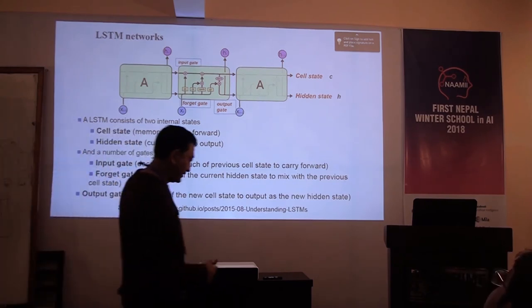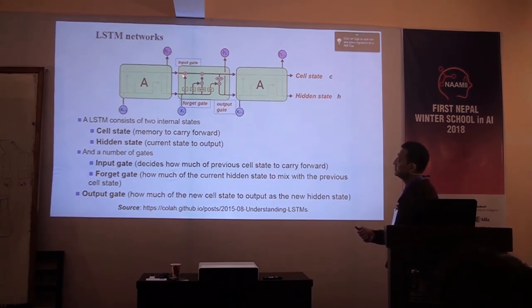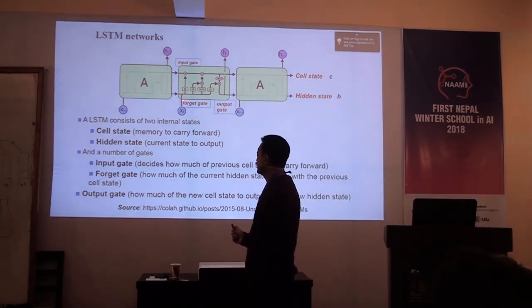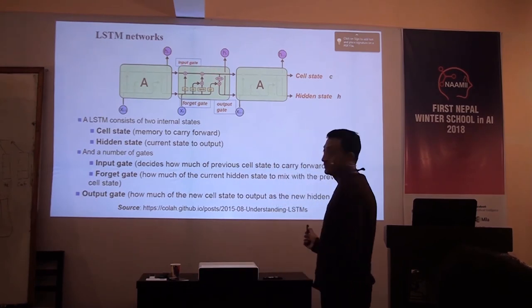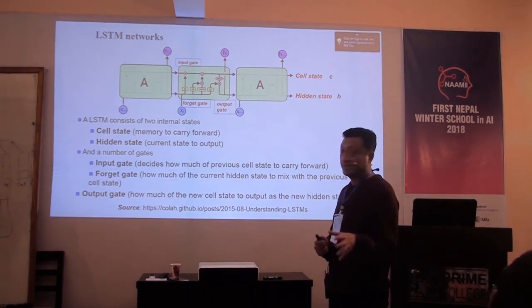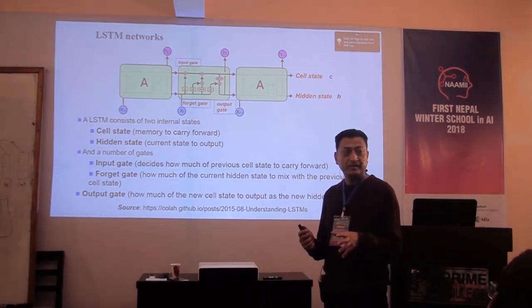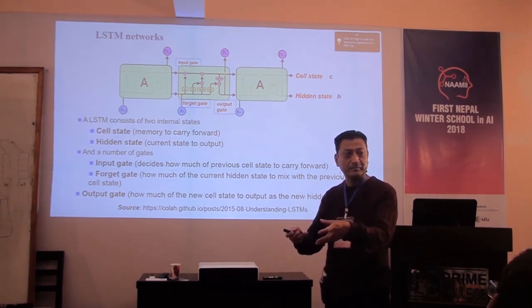We will look at what each of these does. The input gate decides how much of the previous cell state to carry forward. Every time you see a multiply, that's a gate. And the forget gate decides how much of the new information it should mix with the previous cell state. So the first one decides, okay, I'm carrying all this information, I'm going to forget some of it. And the next one decides, okay, I've forgotten something, now I need to add some new information to it. I'm going to decide how much of the new information I'm going to add, and mix it.